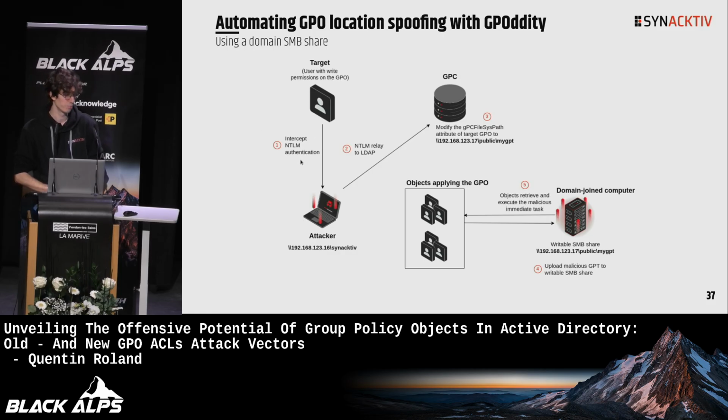The beginning is the same. We intercept NTLM data. We relay to the LDAP service. We modify the GPC file sys path attribute. But this time we point it to the server that hosts the writable SMB share. Then we upload the malicious GPT to the writable SMB share, and our clients will fetch it from there and apply it.